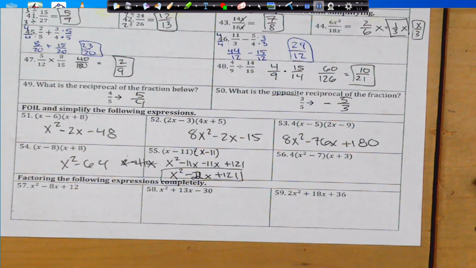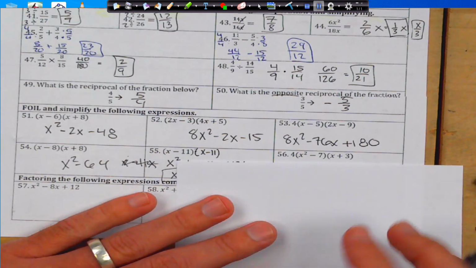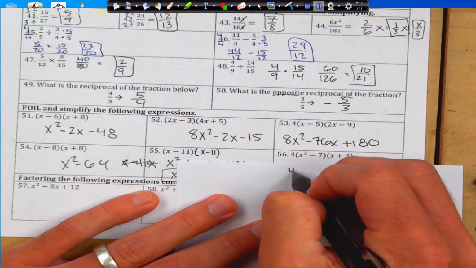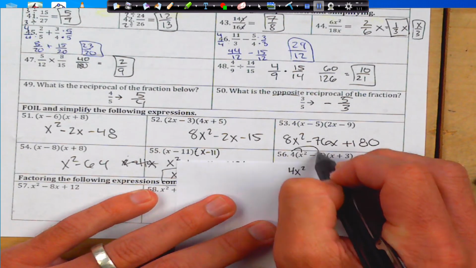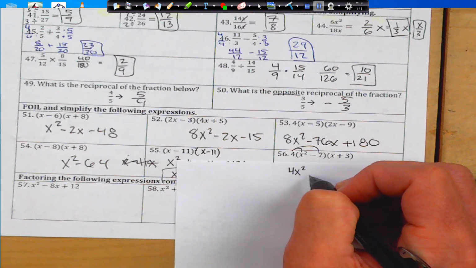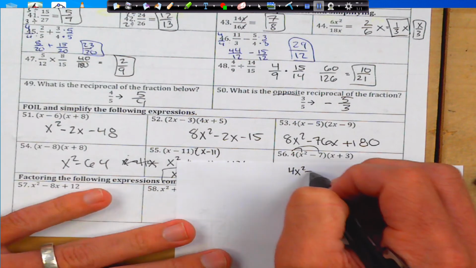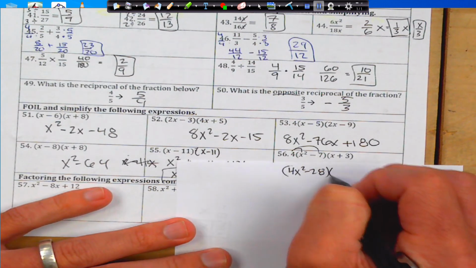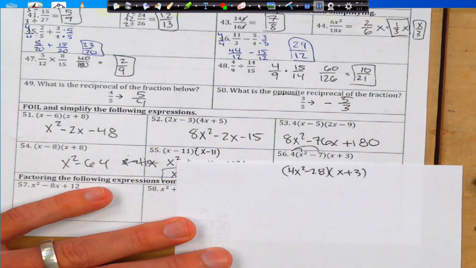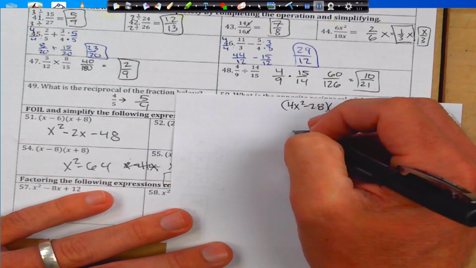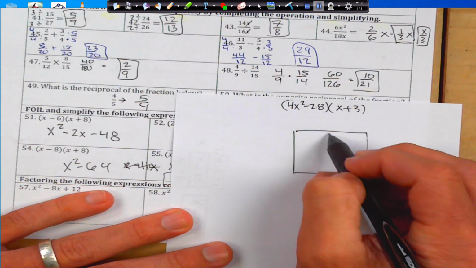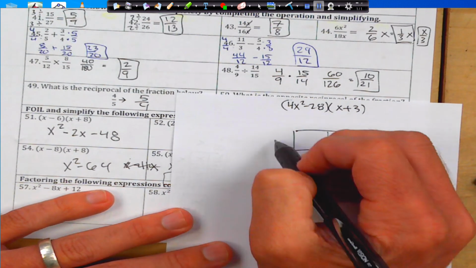And then this one, a little bit longer. So we're going to distribute, so we get 4x squared, and then 4 times negative 7 is, I think, negative 28. And then we're going to box method that. Let's box method this so I don't make a mistake. It's a little sketchy on that last one.